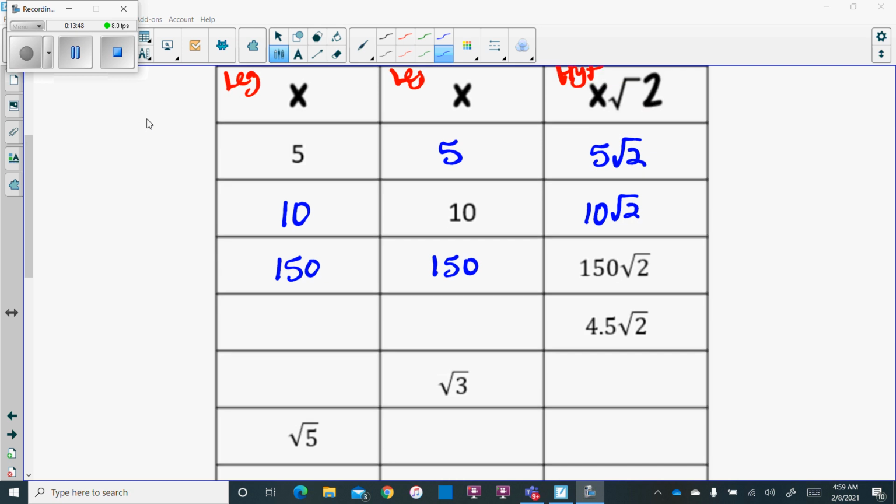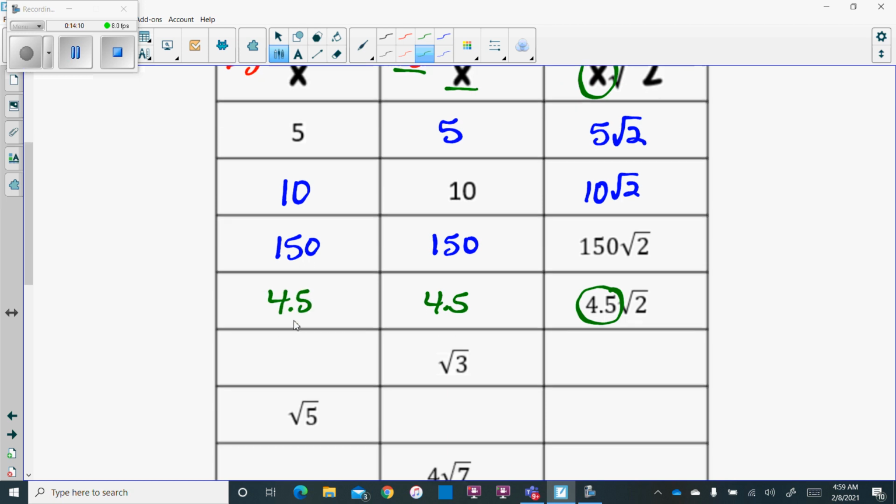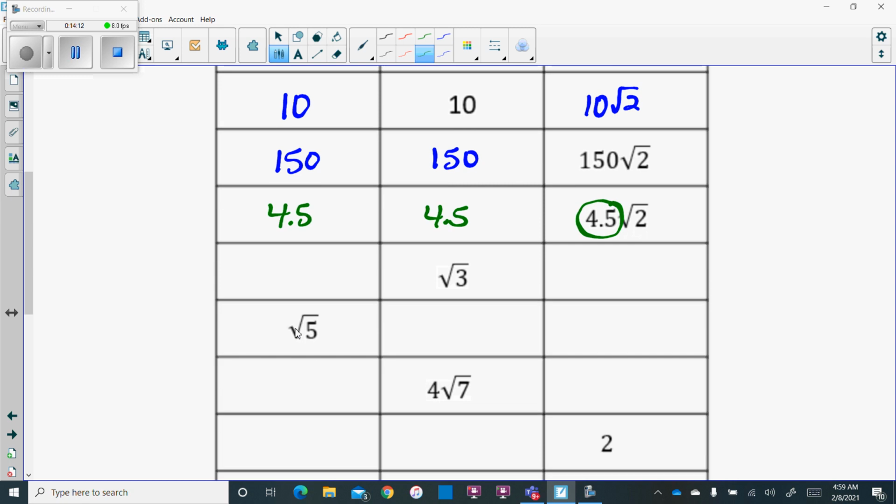And then this one, even though we have a leg that's a decimal, the formula tells us that whatever is in front of the root 2 is your X value, which means this is the coefficient of the root 2, so that means each leg is 4.5. You can have a decimal, you can have a fraction to represent the leg. Now, some of you might have went ahead.